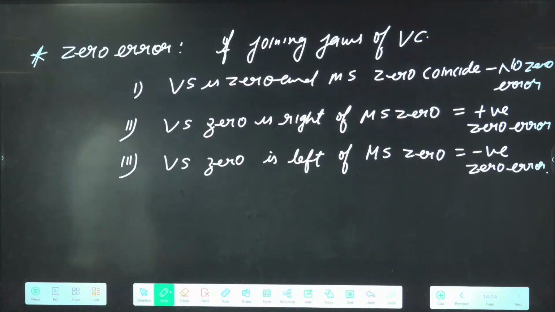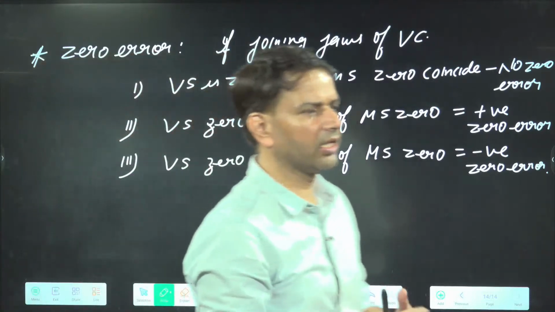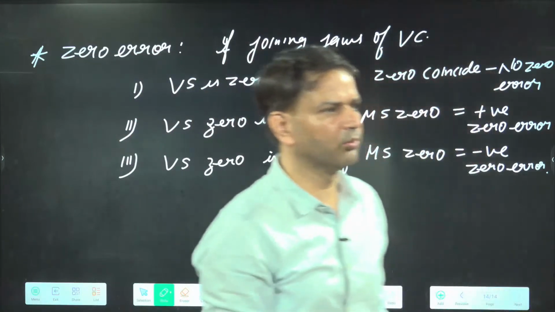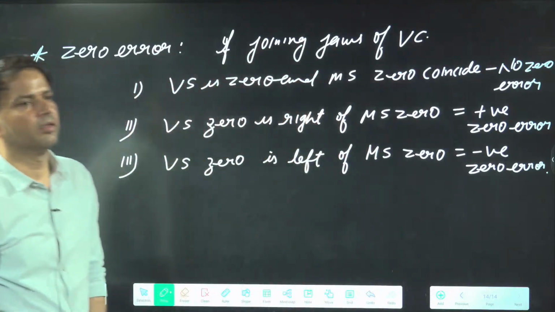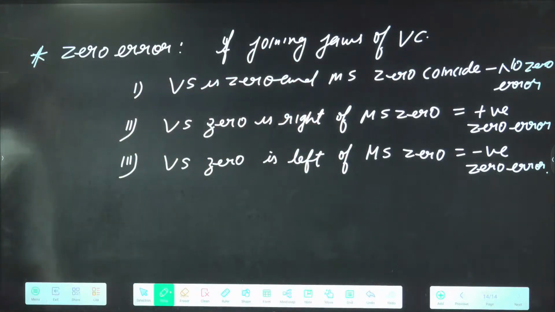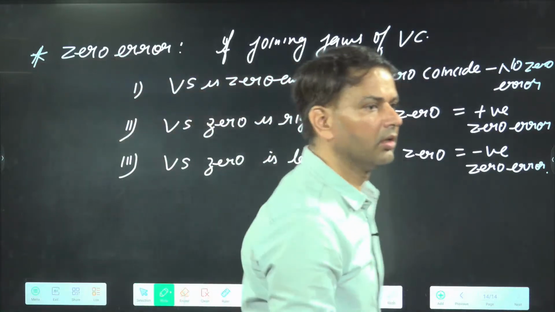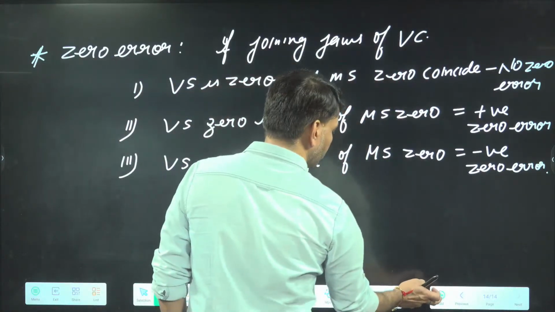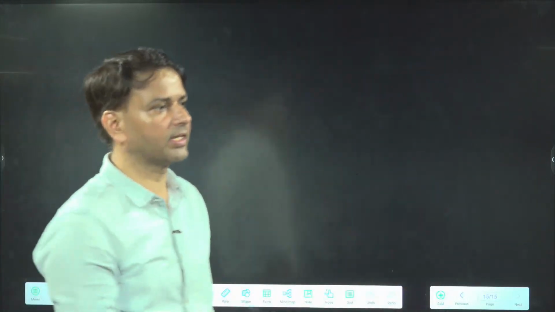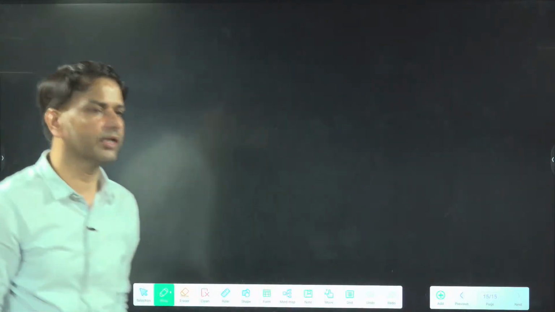So in NCERT they have not given more detail on error, so that's why up to this only is more than sufficient. Okay, everybody got it now? So now we have got the zero error, and when the error will be positive and when the error will be negative, then we can say. Okay.